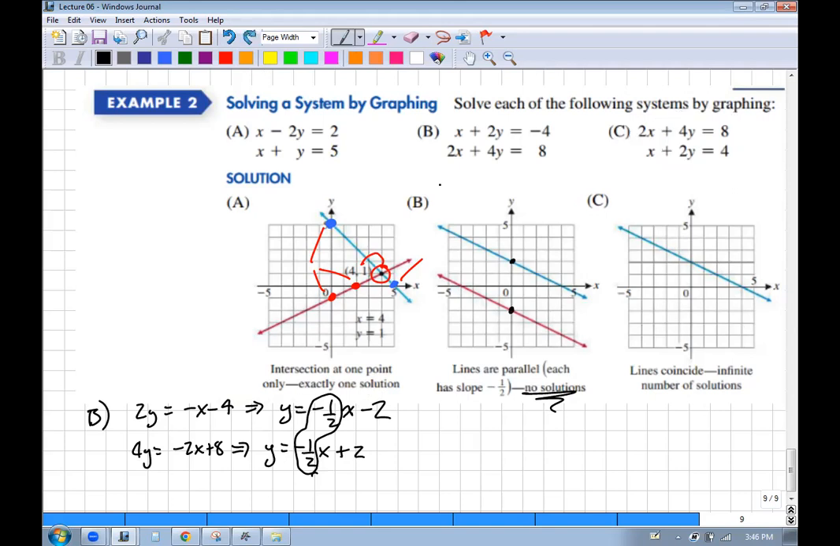These happen to be the exact same line. Look at this one. If I divided everything by 2, I would get x plus 2y plus 4. That's the same equation. I just multiplied everything by 2. If they're the same line, then there's an infinite number of solutions. Every single point on this line will satisfy both equations because the equations are the same equation. So you either have one, none, or an infinite number. Okay, those are the 3 possibilities here.